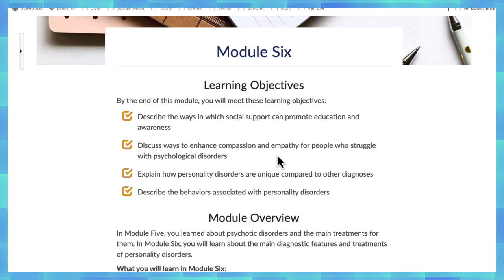Describe the ways in which social support can promote education and awareness. Okay, so that's some good stuff that we'll talk about this week a little bit. Mostly we're going to talk about this week, actually explain how personality disorders are unique compared to other diagnoses and describe behaviors associated with personality disorders. Discuss ways to enhance compassion and empathy for people who struggle with psychological disorders. That's some good stuff too. That's actually in some of the readings for this week.